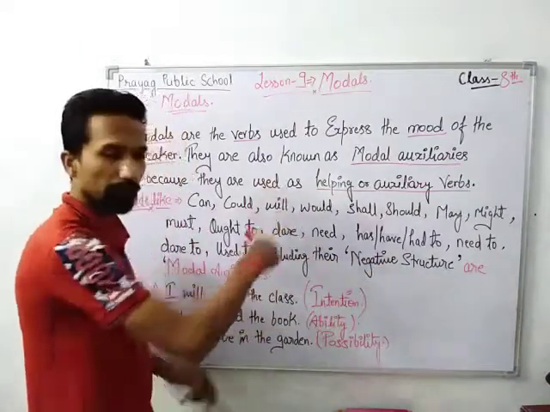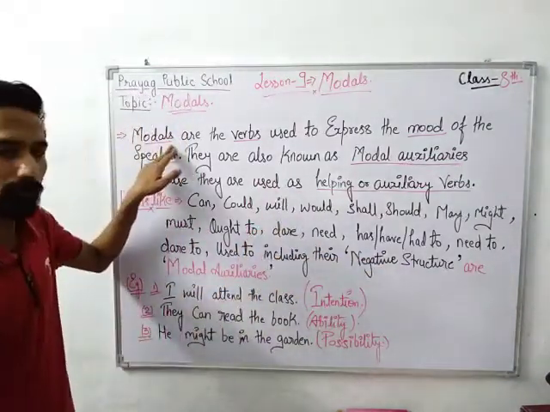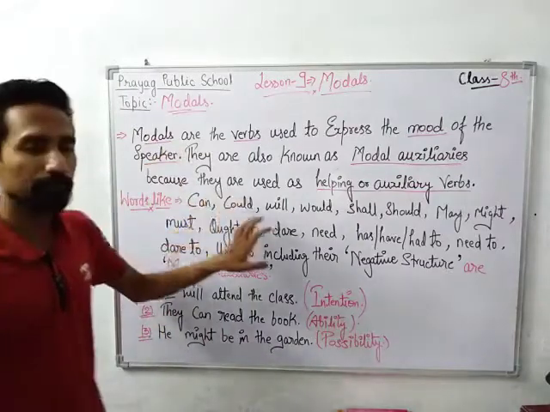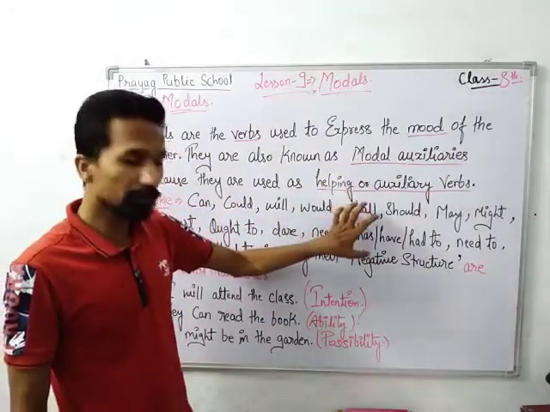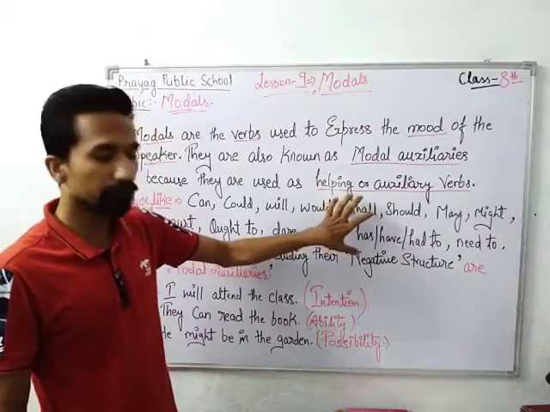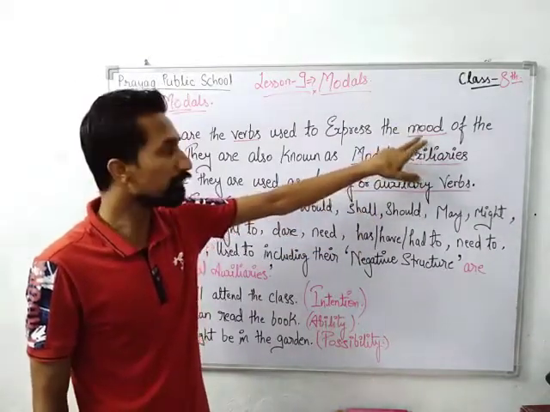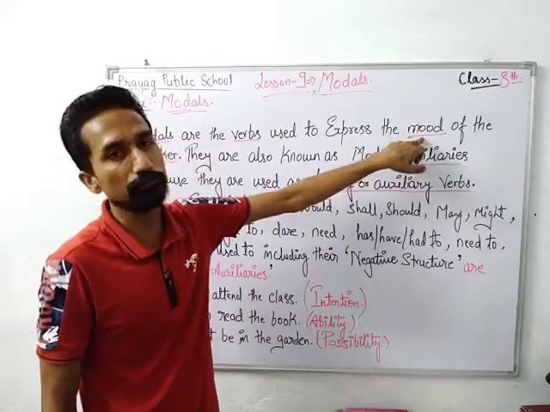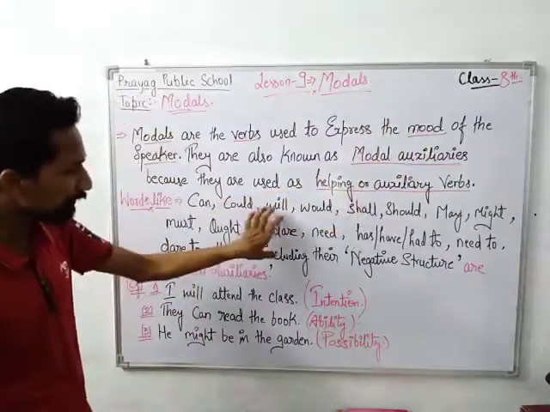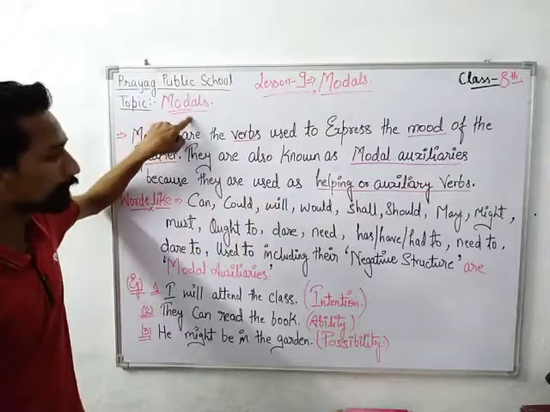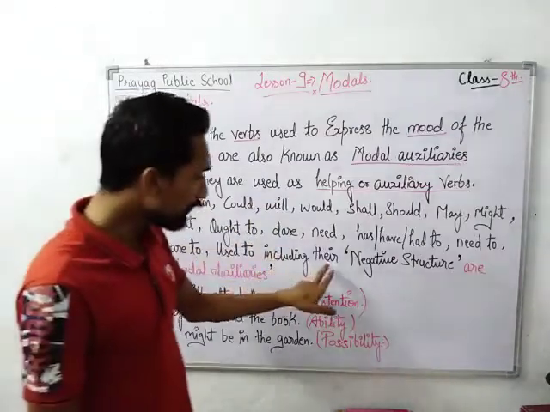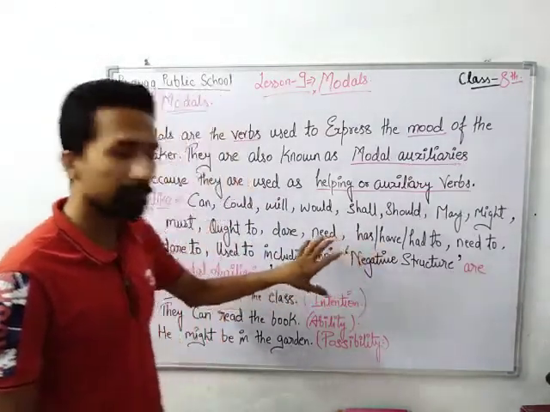ये सारे words तो हैं जो कि किस category में fall होते हैं? Modals की category में. Why? Because they are used within a sentence, or the speaker uses all these words within a sentence to express what? The mood, his or her or their mood, right? So these are the words which fall under the category of modals, right? Including their negative structure और इनके negative structure भी.